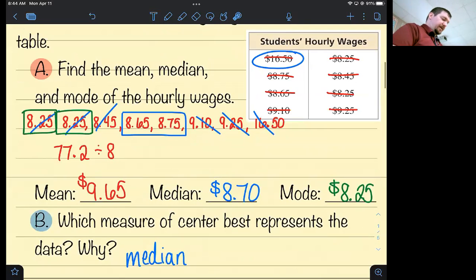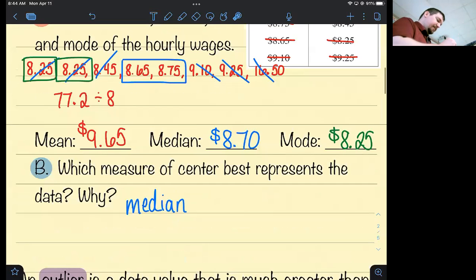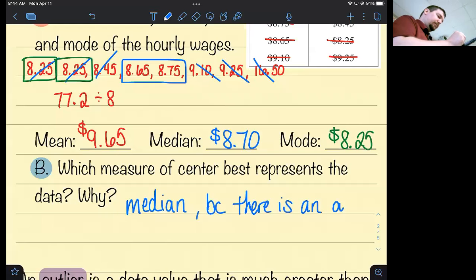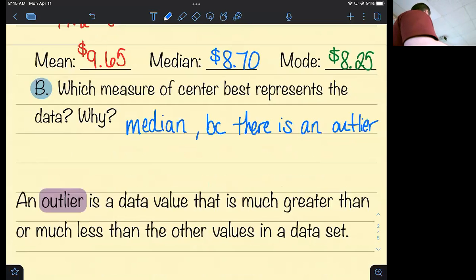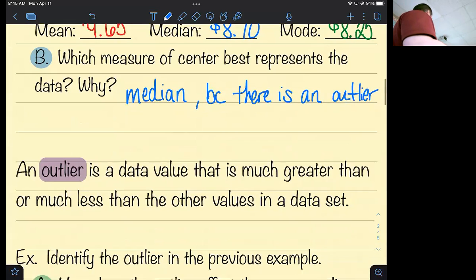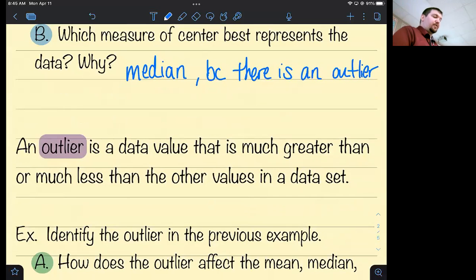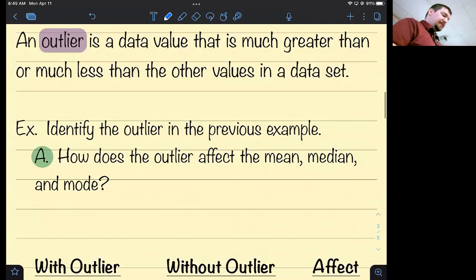Okay, so your answer for B, the median, and why? Because there is an outlier. So what is an outlier? Well, the actual definition of an outlier is a data value that is much greater or much less than the other values in the data set. You guys have talked about outliers before. In this last example, Hannah said the outlier was $16.50.